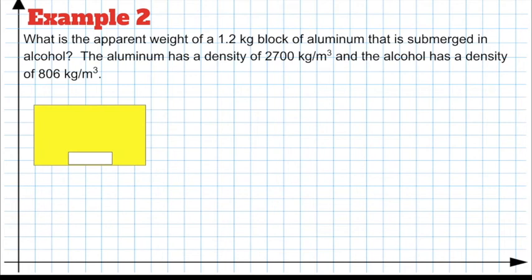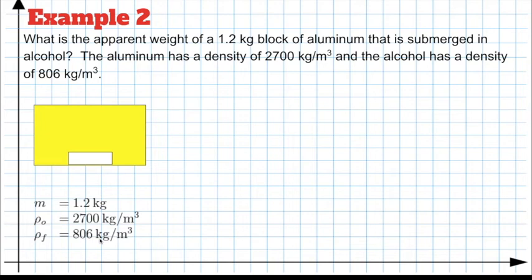So let's start with a diagram. I'll use a yellow alcohol here, just so you can see it. And here's a chunk of aluminum at the bottom. My variable list, I know the mass is 1.2 kilograms. And I'm going to use O for object and F for fluid in my subscripts. This is fairly conventional. So the density of the object, the aluminum, is 2,700, and the density of the fluid that it is in is 806 kilograms per meter cubed.